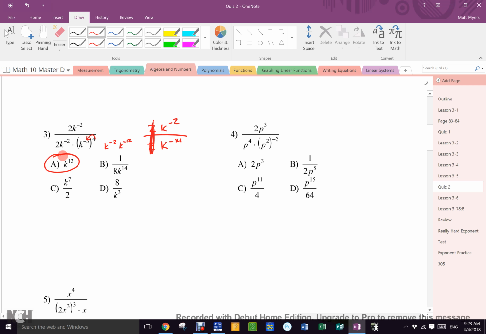Who's doing 4? A, correct. 2p cubed, nothing changes. And on the bottom, I got p to the 4th times p to the negative 4. What do you do with 4 and negative 4? Add them up, you get 0. So the bottom, there's nothing there. The only thing left is 2p cubed.